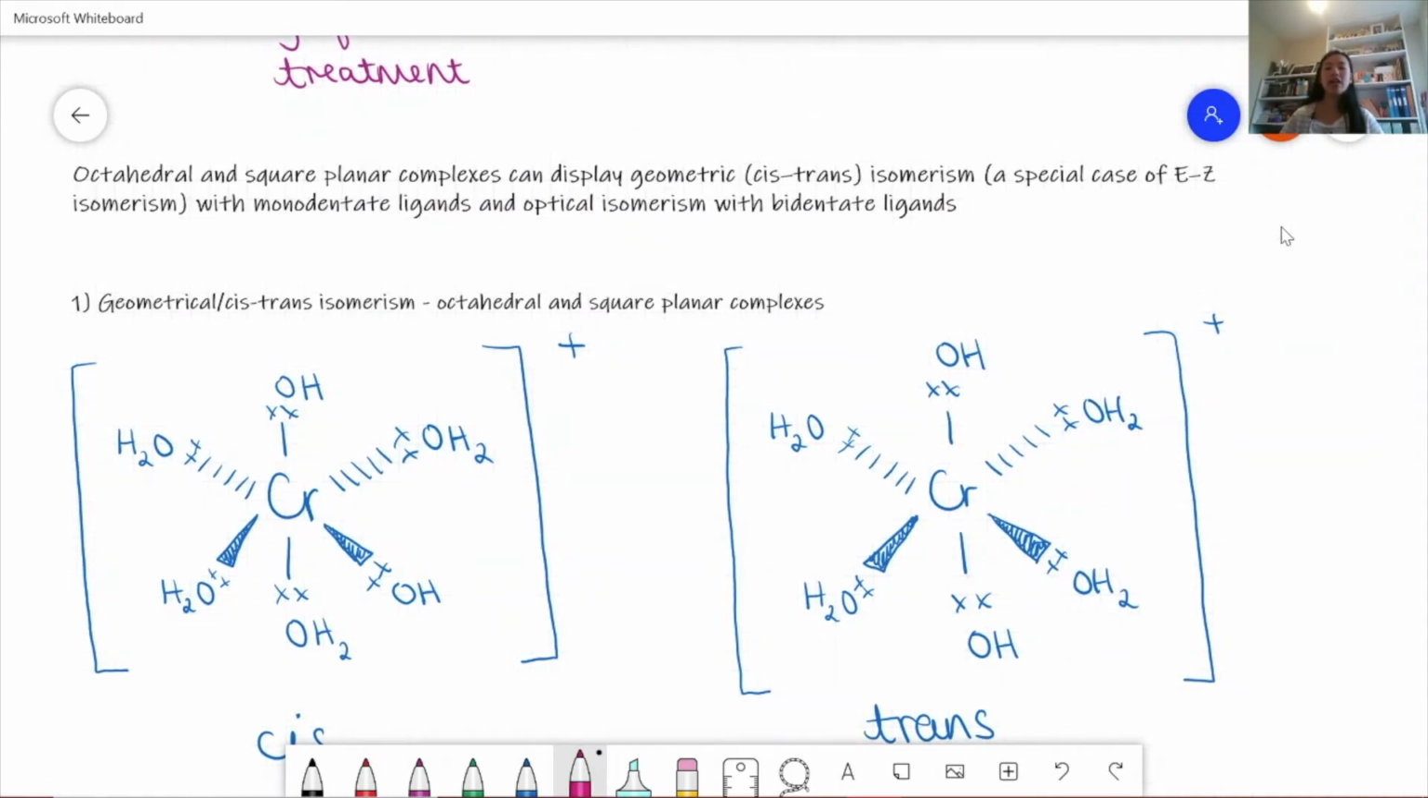So octahedral and square planar complexes can both display geometric or cis-trans isomerism. And cis-trans isomerism is a special case of EZ isomerism, and they have this geometric isomerism with monodentate ligands and optical isomerism with bidentate ligands.